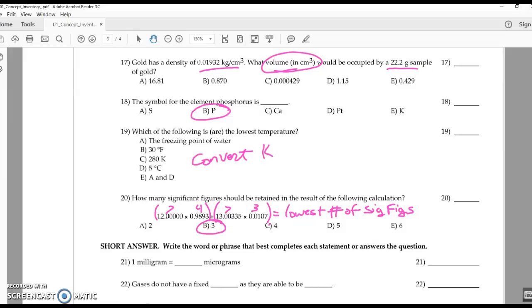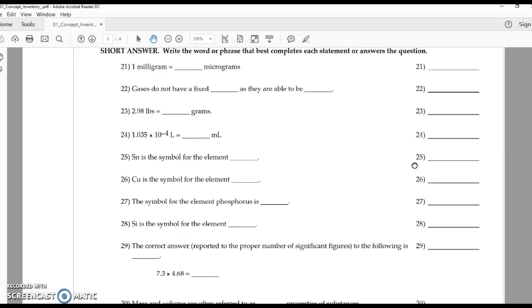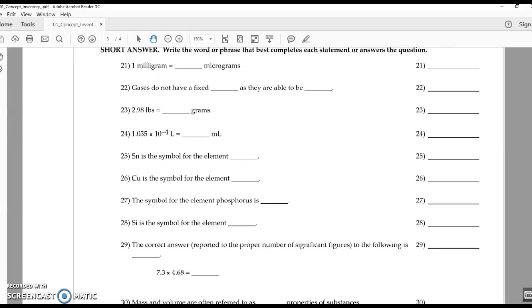All right. Here we go. 1 milligram is equal to 1,000 micrograms. Gases do not have a fixed volume as they are compressible, which is really important. That's why you have power steering. 2.98 pounds is equal to 1350 grams.